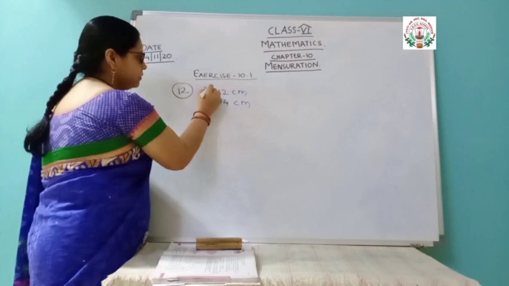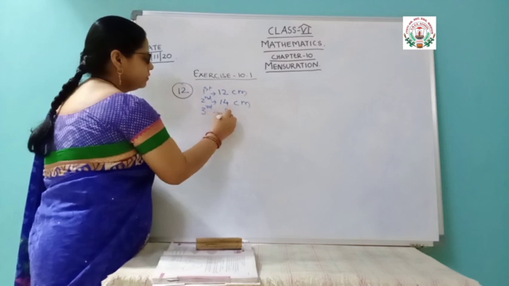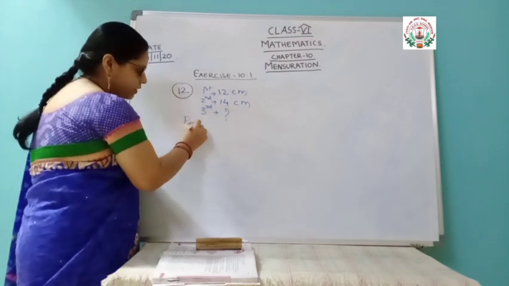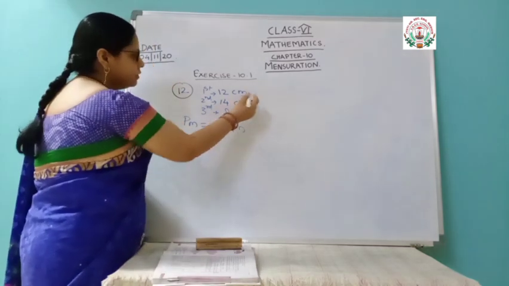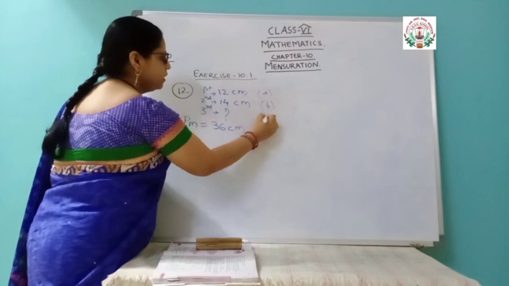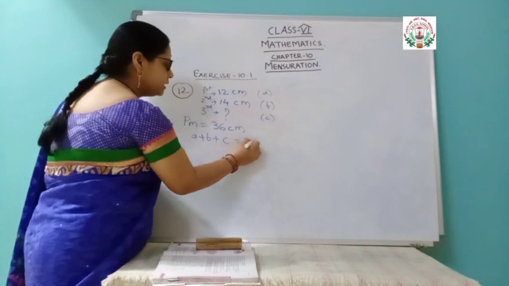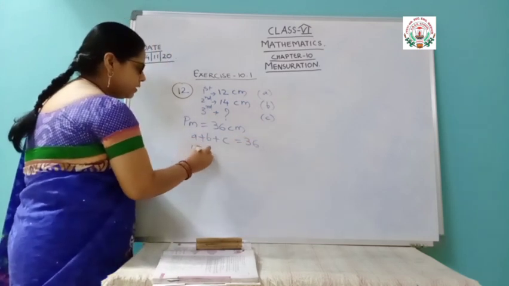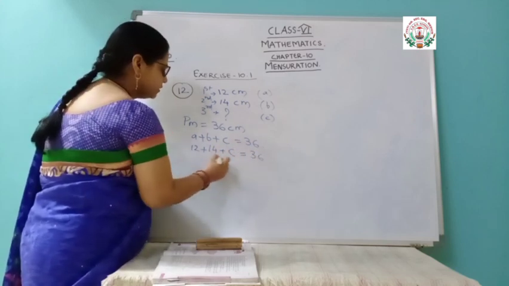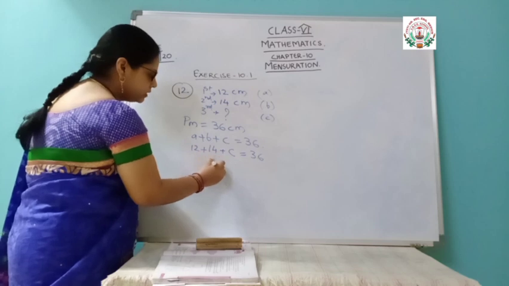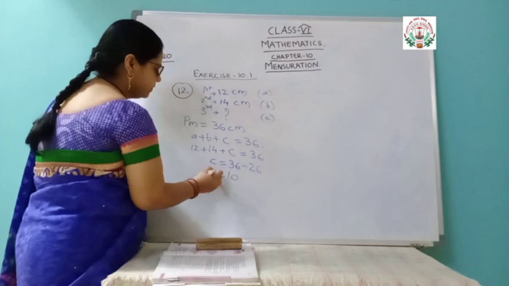And the third side we do not know. And the perimeter is given, 36 centimeter. So suppose it is A, B and C. So A plus B plus C is 36 centimeter. So that is 12 plus 14 plus C. We do not know how much it is. 36. So how much is 12 plus 14? 26. So 36 minus 26, that is 10.